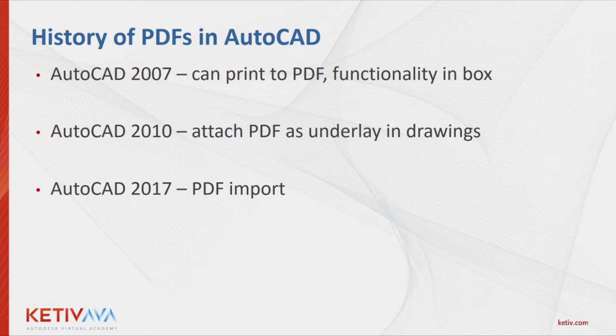Things along that nature. And in 2017 came what I think is one of the most innovative things that Autodesk has done: you can directly import most PDFs with vector data in them, as well as raster. You can take that vector data from a PDF and import it. It keeps its layer properties and everything, and it comes in as geometry and text that you can edit, which is really awesome.